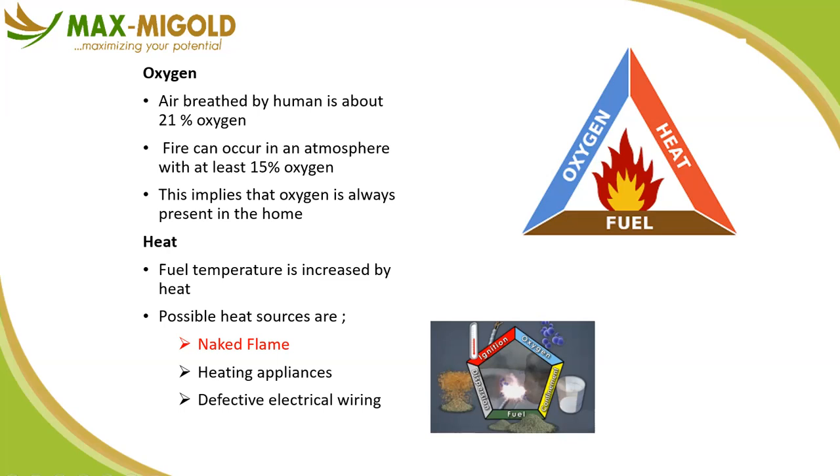All right. For heat, the possible sources could be naked flame, faulty electrical wiring, or heating elements such as iron, boiling ring, hot plates, electric stove, electric cooker, things that can actually burn if they are left unattended to. Next slide, please.